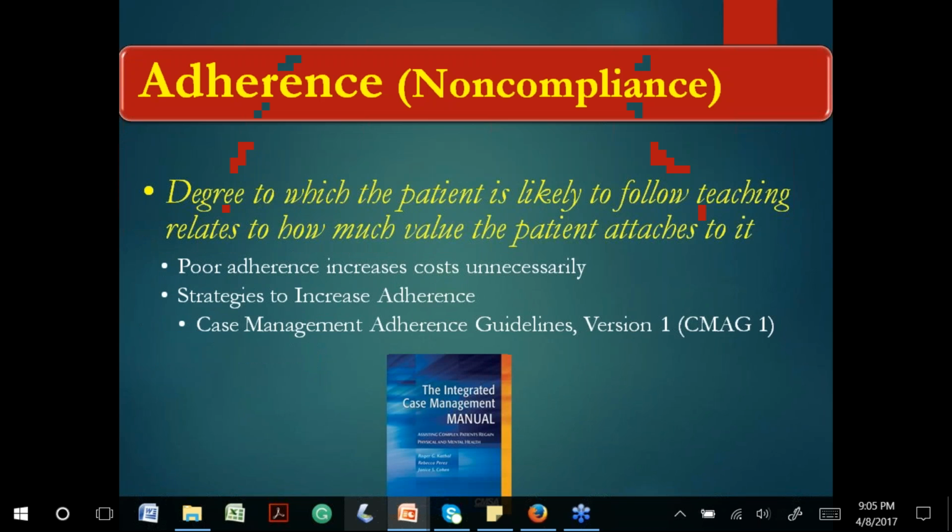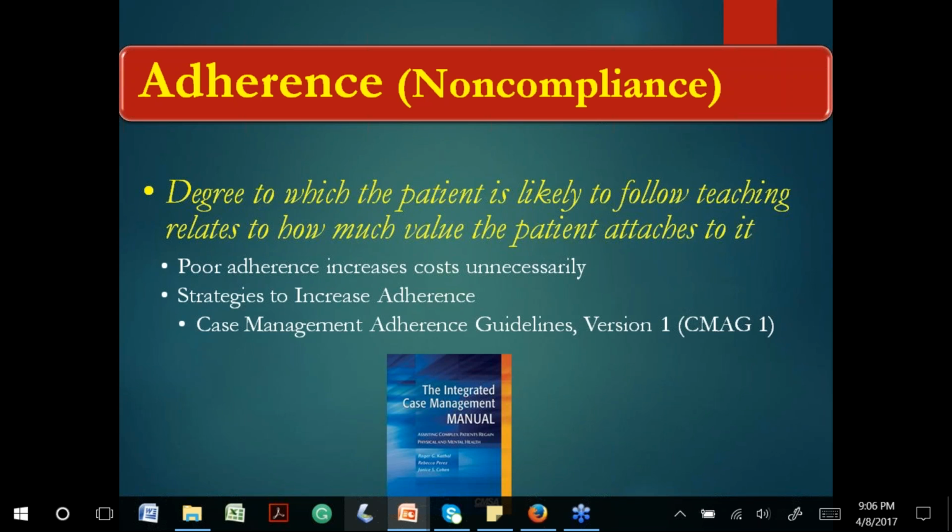So let's keep going. Adherence or noncompliance: the degree to which the patient is likely to follow teaching relates to how much value the patient attaches to it. Here we have the Case Management Adherence Guidelines, version 1, CMAG1, a manual with interventions that you can use to improve the adherence of the patient.